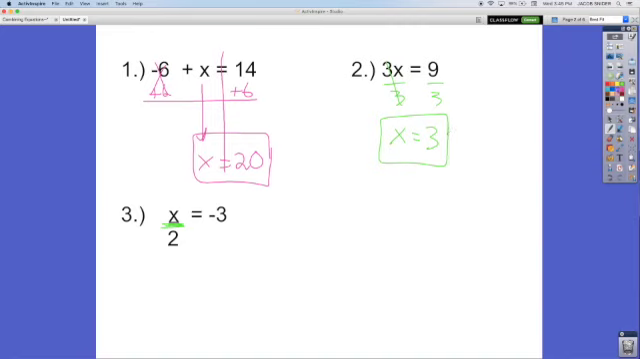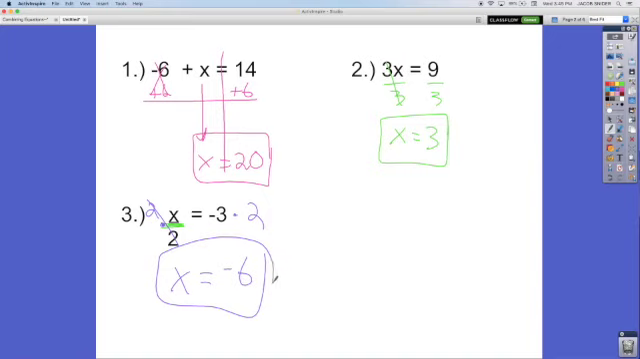Okay? Number 3 down there, x divided by 2 equals -3. So there's dividing going on, so I need to multiply. Multiply by 2 there, multiply by 2 there to cross it off. X equals, I got a negative times a positive, which is going to make it -6.